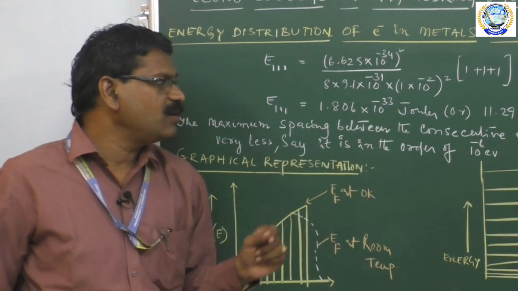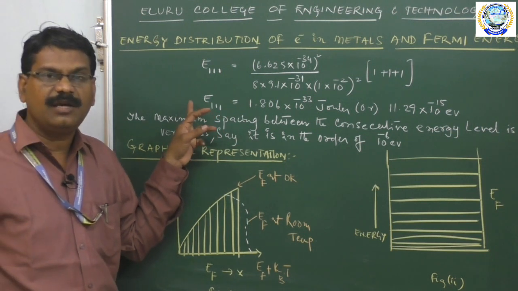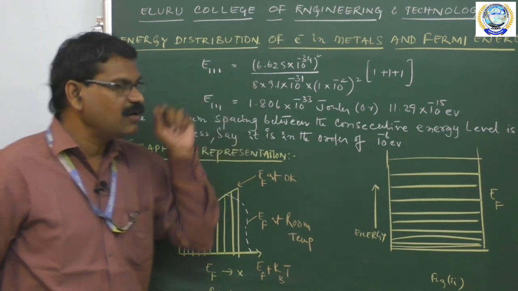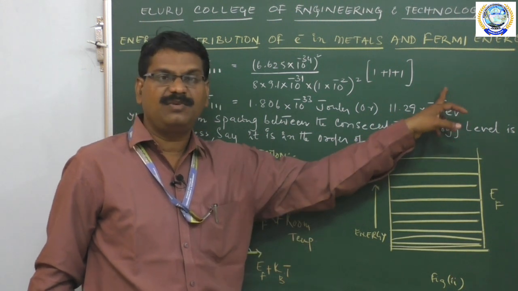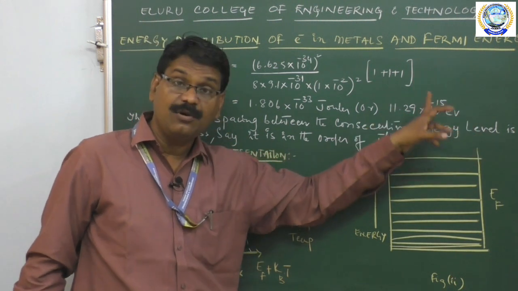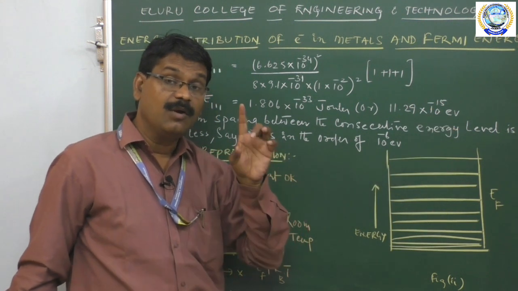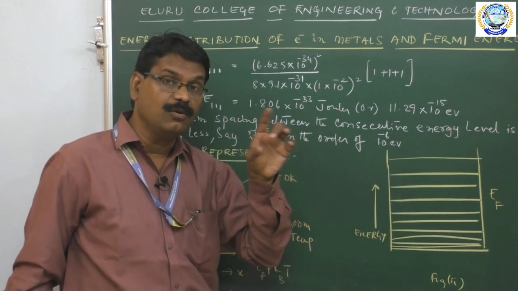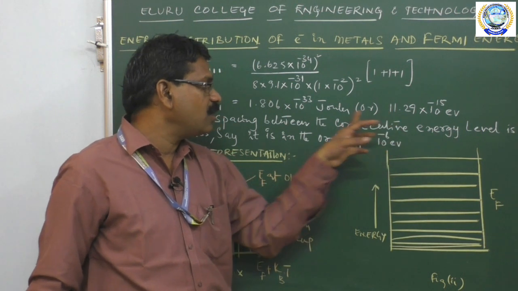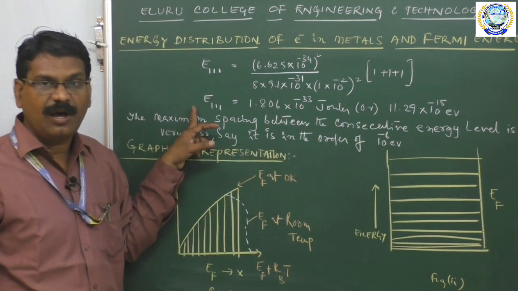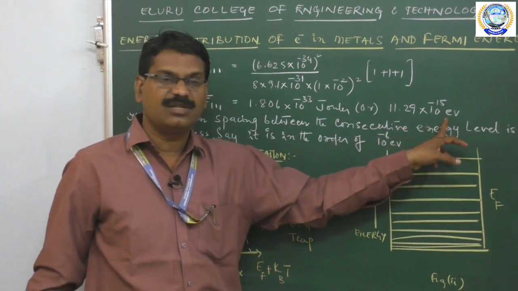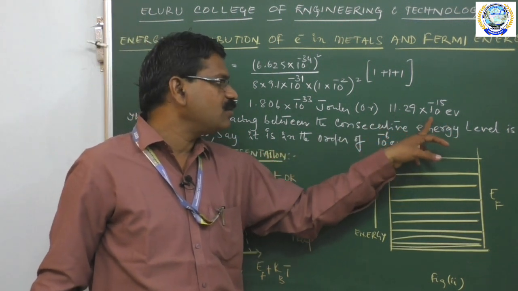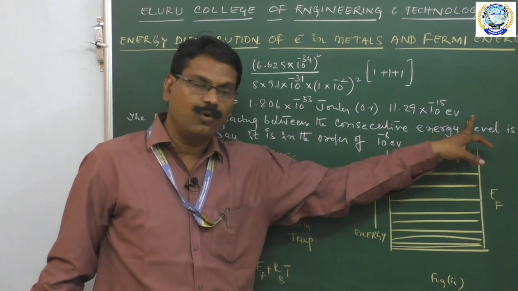If you convert this energy of the three energy level states into electron volts, we could write it as 11.29 into 10 power minus 15 electron volts. As I told you, 1 electron volt is equal to 1.6 into 10 power minus 19 coulombs. As we consider that this energy state belongs to three-dimensional states, it can also be expressed in electron volts as 11.29 into 10 power minus 15 electron volts.